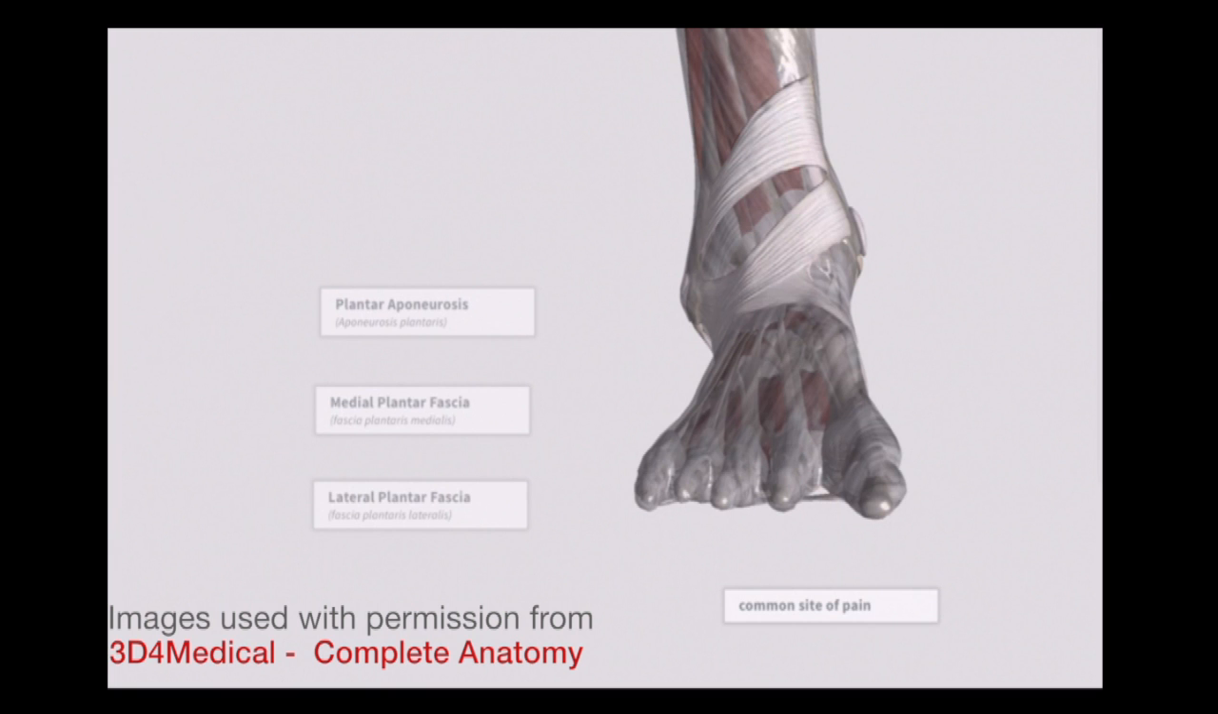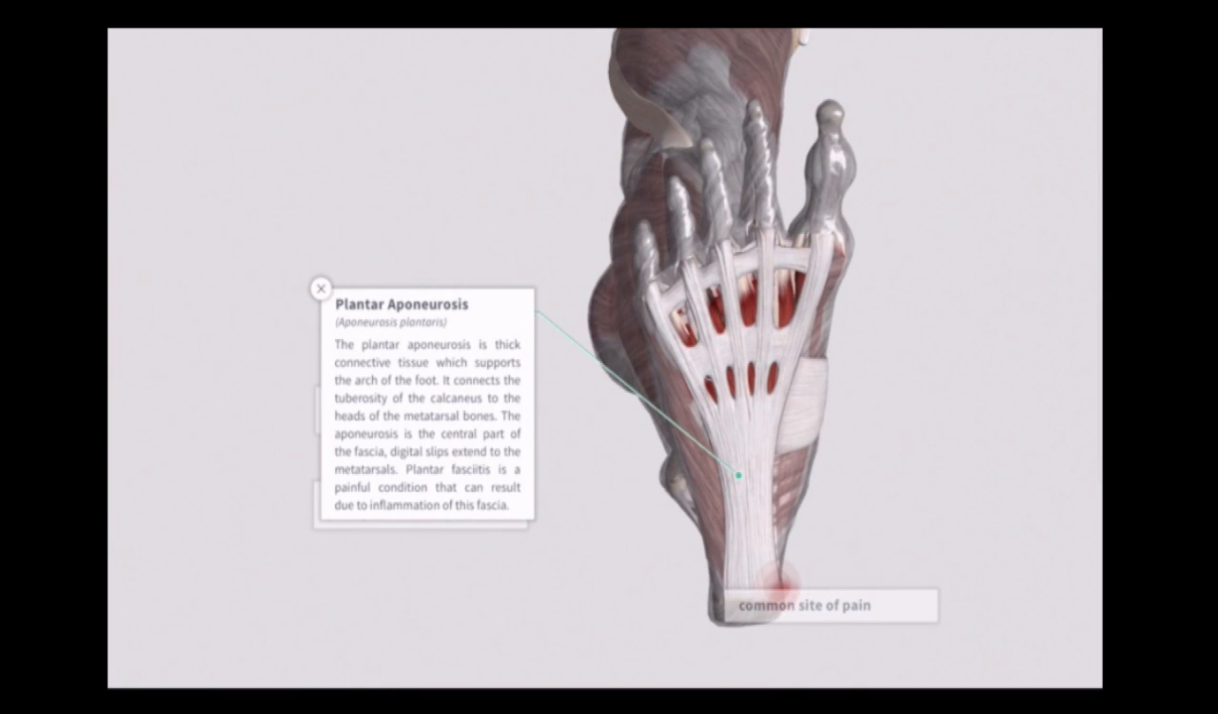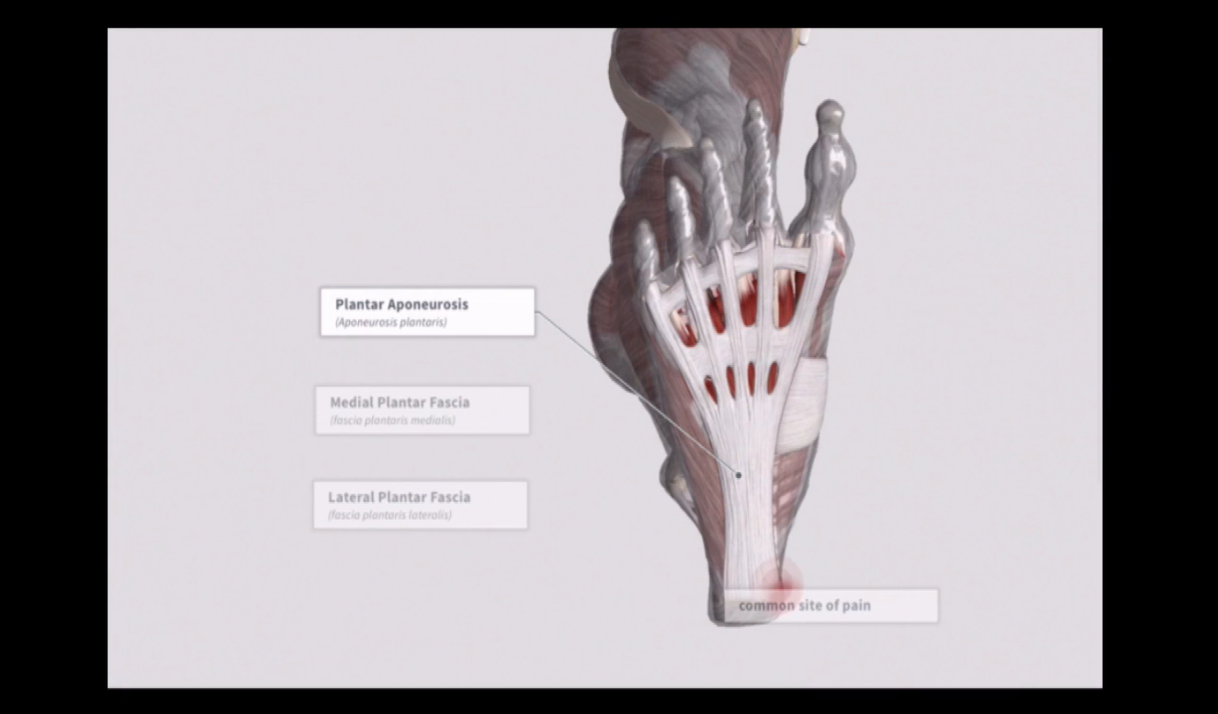So let's take a look at some of the structures involved here. What's usually referred to as the plantar fascia is actually the plantar aponeurosis, which is a thickened band of connective tissue which supports the arch of the foot. And functionally here it's really like a ligament because it's connecting bone to bone. So the aponeurosis is the central part of the fascia, and then it has slips that extend onto the metatarsals.